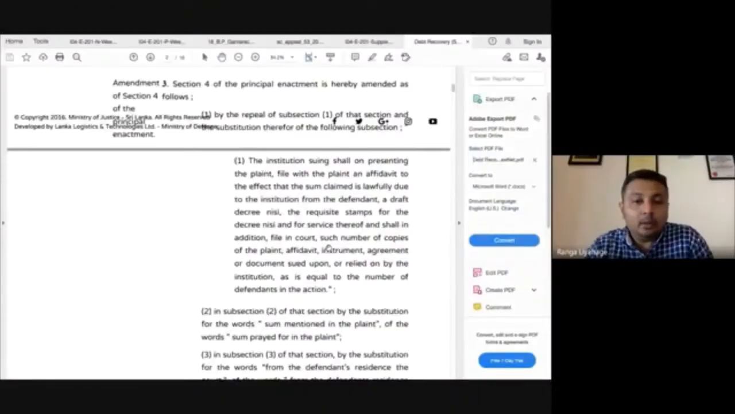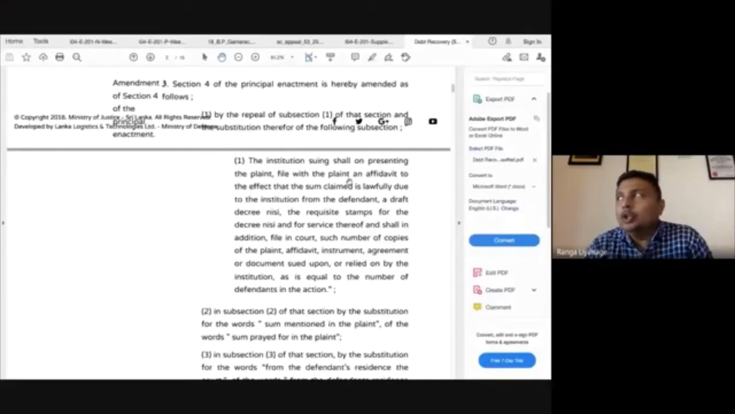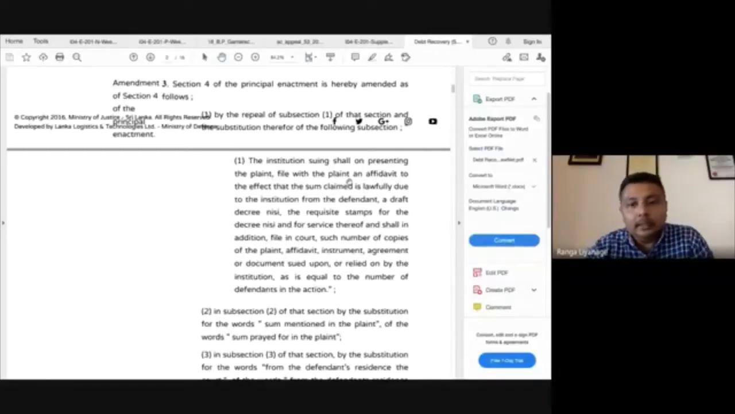And for the service thereof, and shall in addition file such number of copies of the claim, the affidavit, and the instrument, agreement, or document sued upon. So it is not sufficient to have only the claim. Let's say it's an amount due and payable on a cheque, that is an instrument under this, right? Instrument, agreement or document sued upon. What is the agreement? The loan agreement that you entered into with the customer, the borrower.